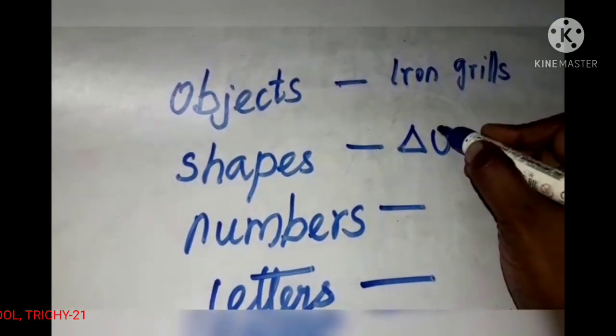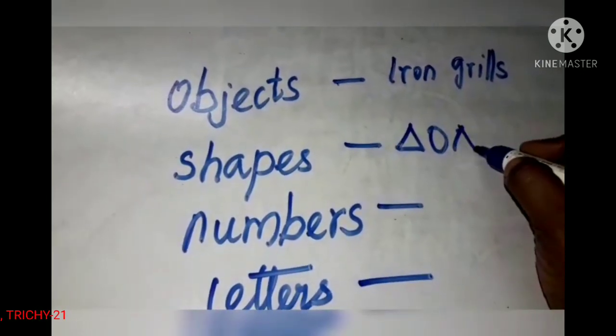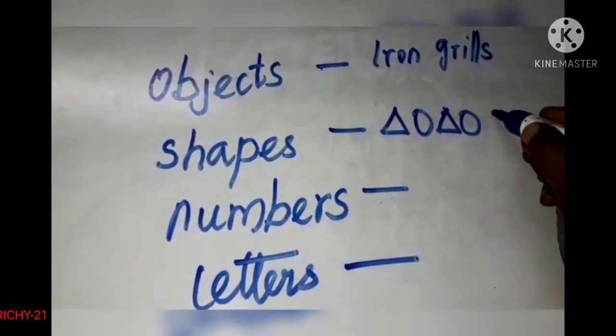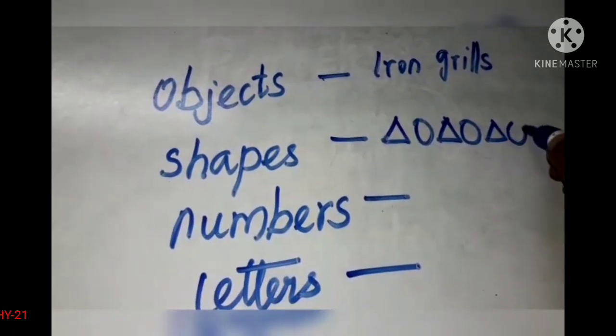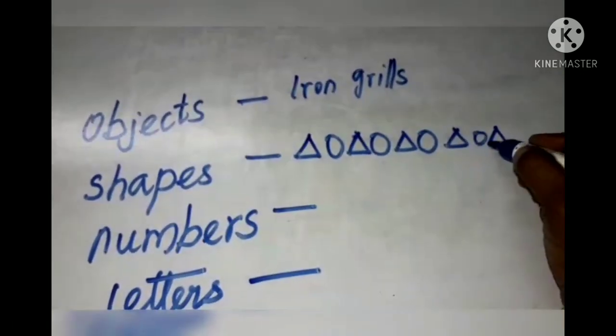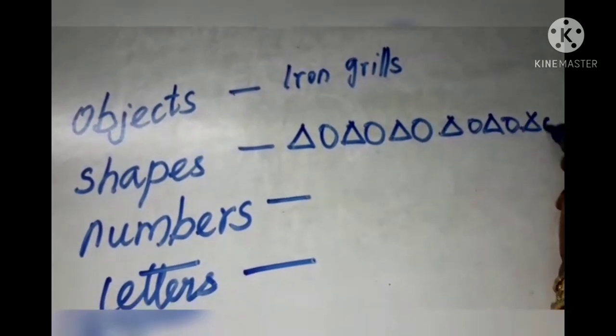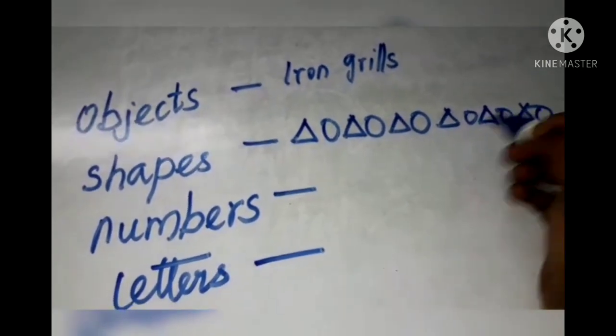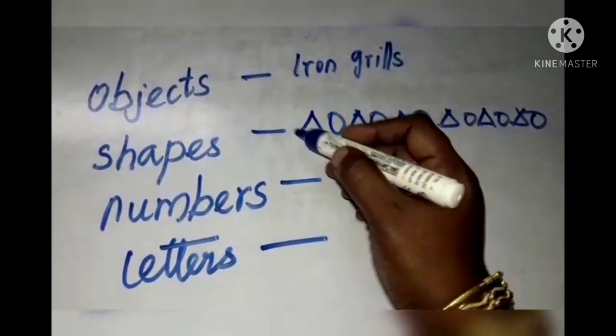Then next one is shapes. You already learned this, no? Yes. Triangle shape, then circle. Triangle, circle. Triangle, circle. Okay, this is an example for shapes.